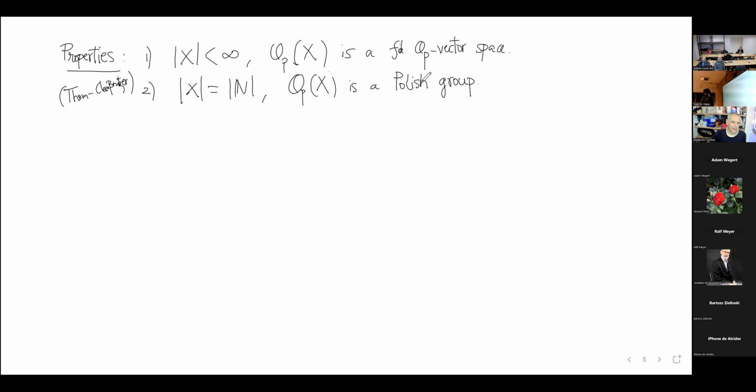Could you remind me what a Polish group is? It's a metrizable group, let's say a complete metrizable group which has a countable dense subset. So it's the same as a group that is also a Polish space. Yes. So in light of this definition, this is the thing that leads to an analog of a separable Hilbert space.